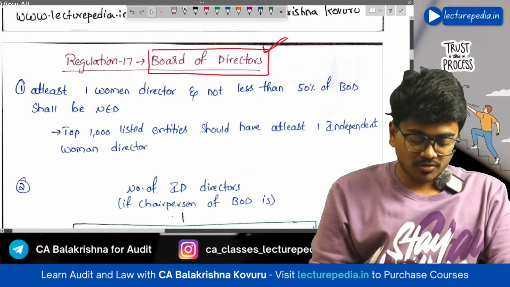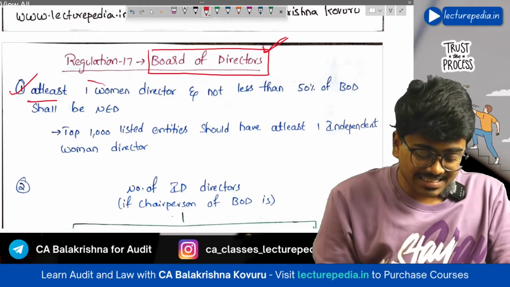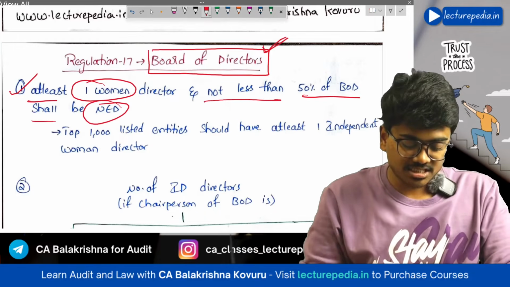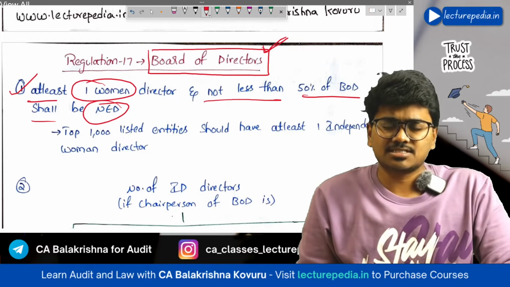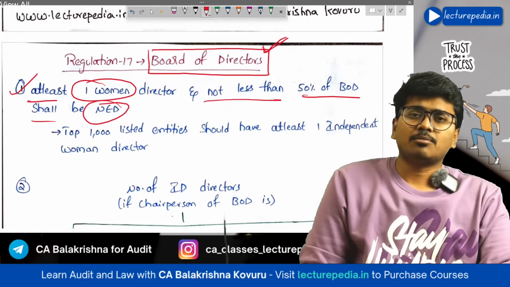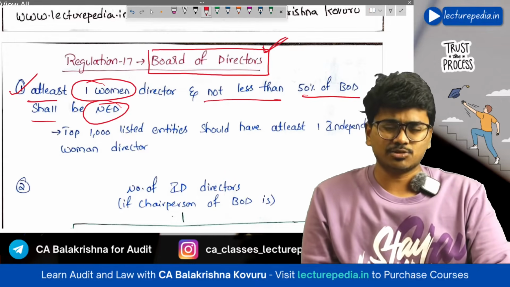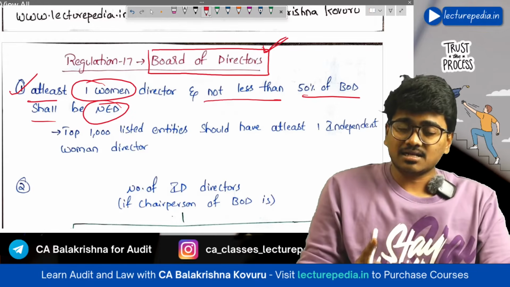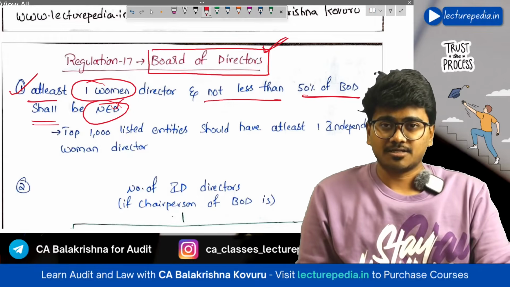See, now the first requirement. In the board of directors of a listed entity, there should be at least one woman director, and not less than 50% of the board of directors shall be non-executive directors. We have already discussed all these terms in the Companies Act itself. While discussing the provisions related to directors, we have discussed what is a woman director, who is a non-executive director, who is an executive director, all this we have discussed, right? So a listed entity should have at least one woman director, and not less than 50% shall be non-executive directors. Hope that is clear.